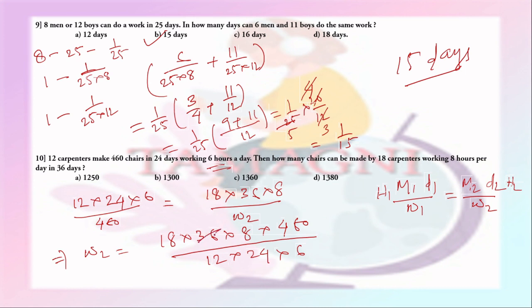On dividing 36 by 12 we get 3. On dividing 18 by 6 we get 3. And on dividing 24 by 8 we get 3. Now 1 3 and here another 3 will be cancelled. So we get 3 into 460, which will be equal to 1380. So the number of chairs to be made is 1380. That is option D is the right answer.